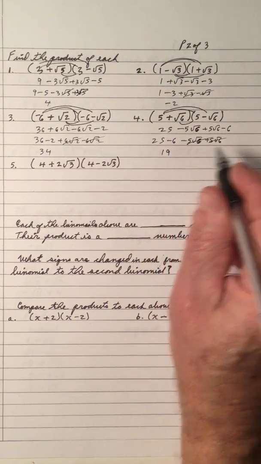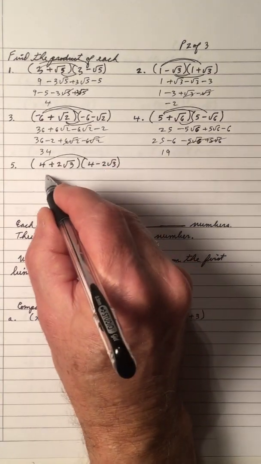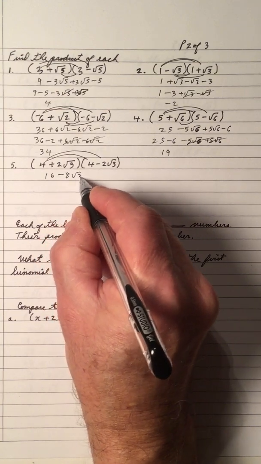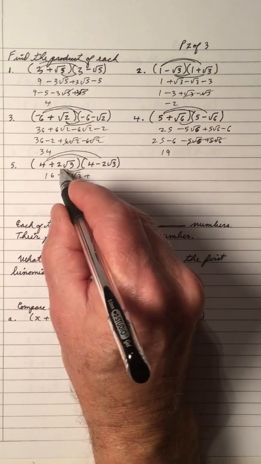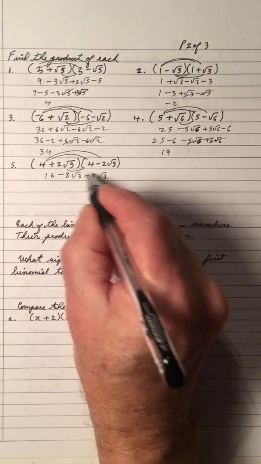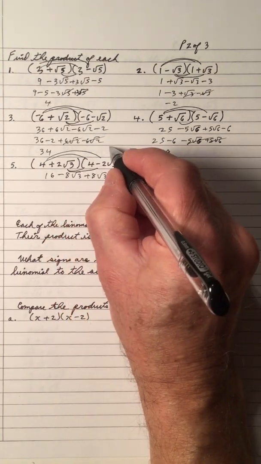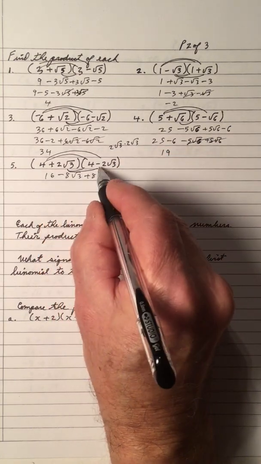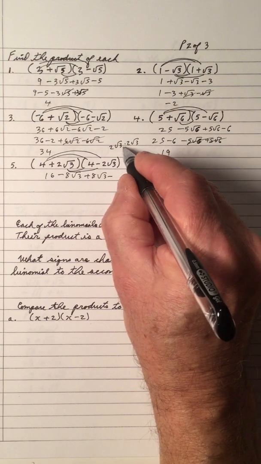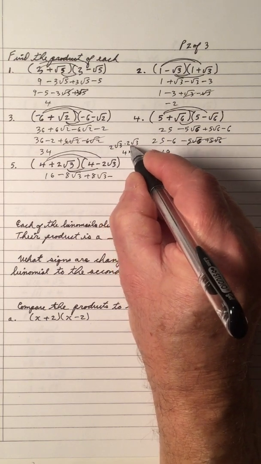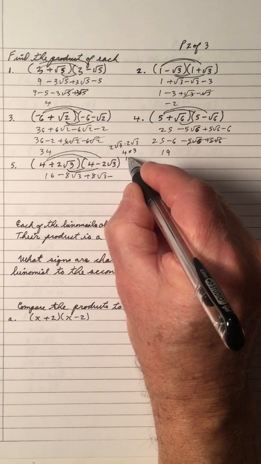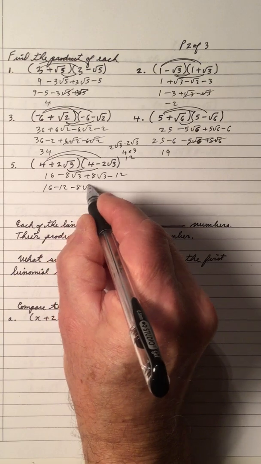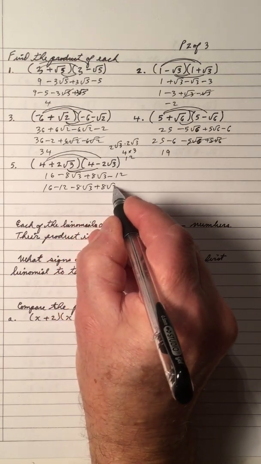And one more FOIL. First, 16. Outside, negative 8 root 3. Inside, positive 8 root 3. Last, so we have a 2 root 3 times 2 root 3. Remember, positive times a negative is a negative. So 2 times 2 is 4. Root 3 times root 3 is 3. 3 4s are 12. So 16 minus 12 minus 8 root 3 plus 8 root 3.